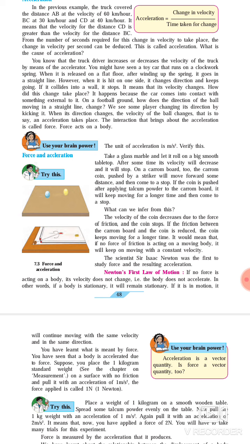On a football ground, how does the direction of a ball moving in a straight line change? We see some player changing its direction by kicking it. When its direction changes, the velocity of the ball changes. That is, we say that acceleration takes place. The interaction that brings about the acceleration is called force.